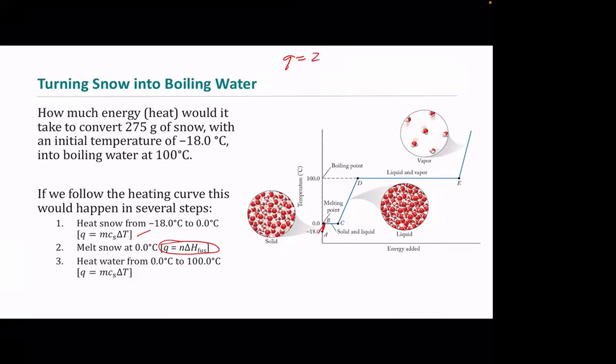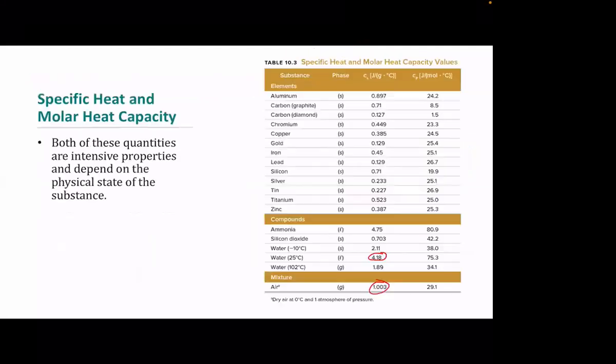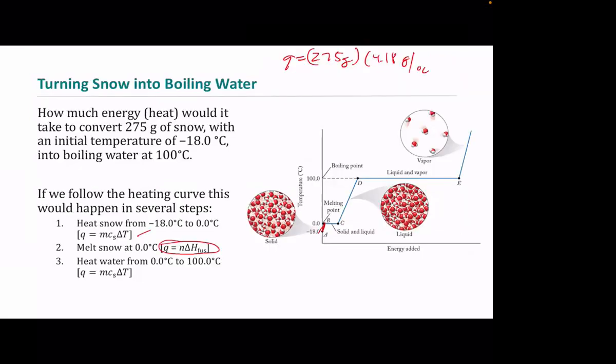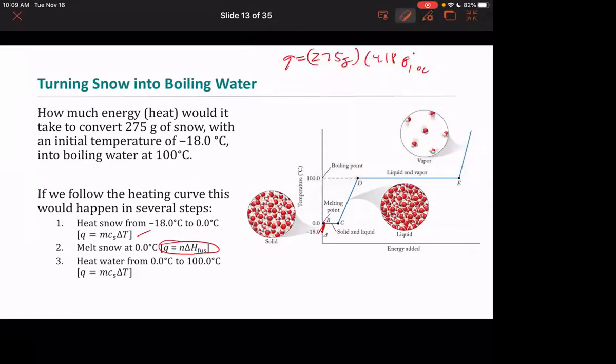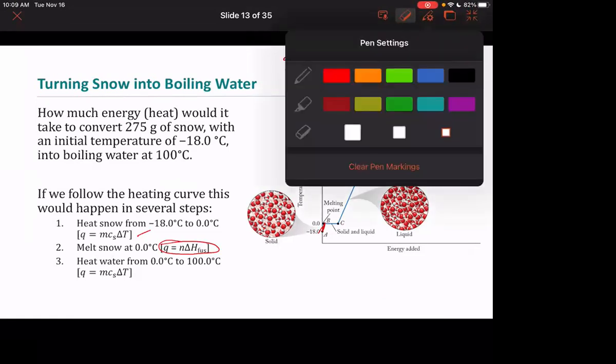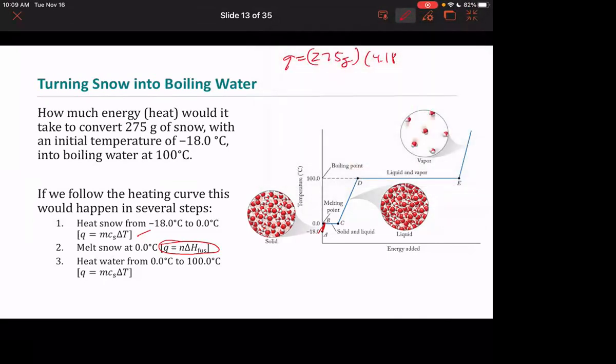That first equation right there will be Q is equal to 275 grams times 4.18 joules per gram degree C. I forgot joules. And you can just fact check that by looking at your equation. Joules per gram degree C times my change in temperature, which was 18 degrees C. And that's going to be the Q for that first step.